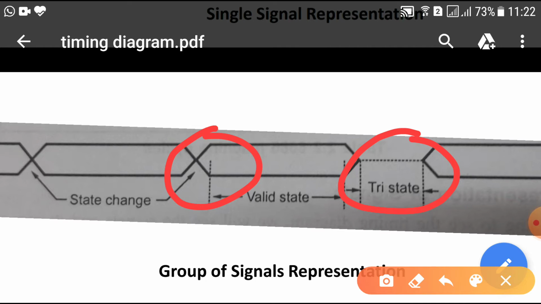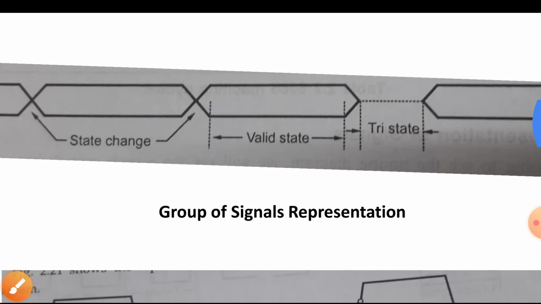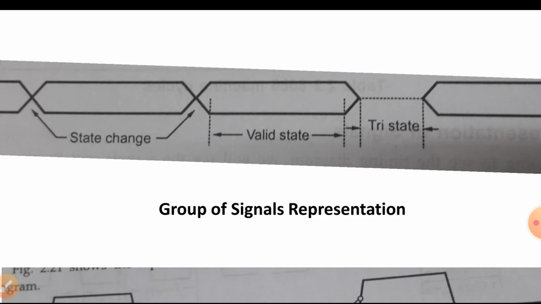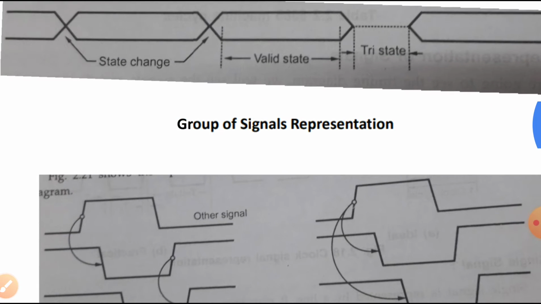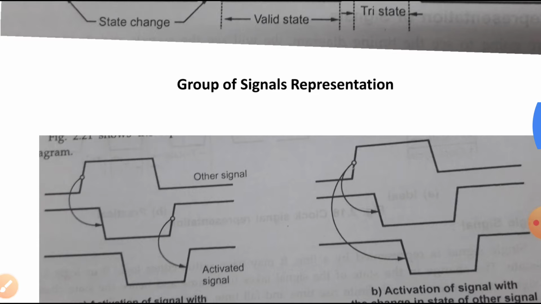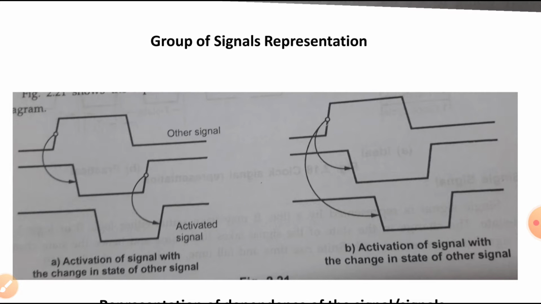Now, two straight lines represent the valid, stable state. In a microprocessor system, the activation of a signal depends on the state of other signals. Certain situations arise in the timing diagram, so we use certain specific symbols which represent the change of state. We have four possibilities in this particular case.